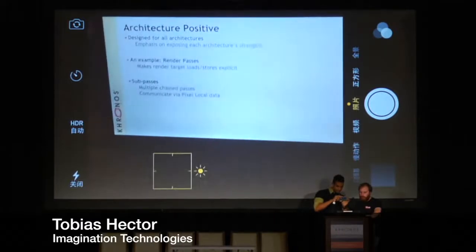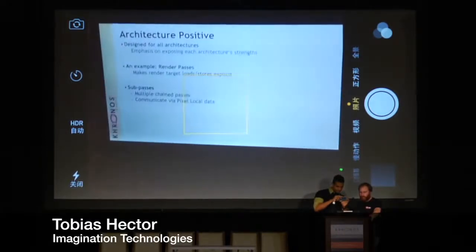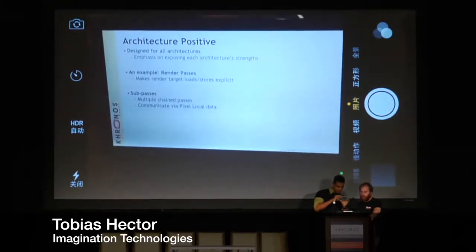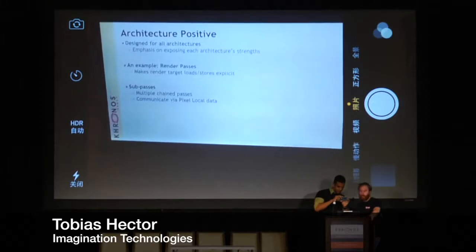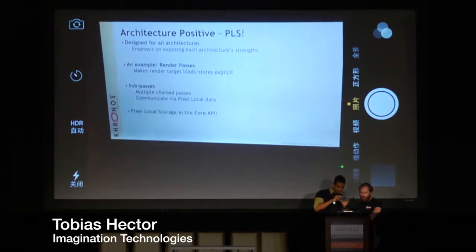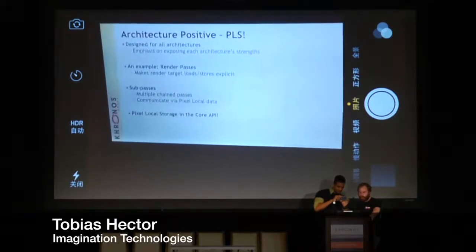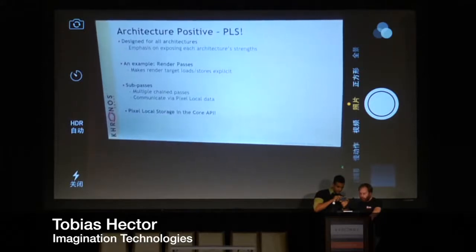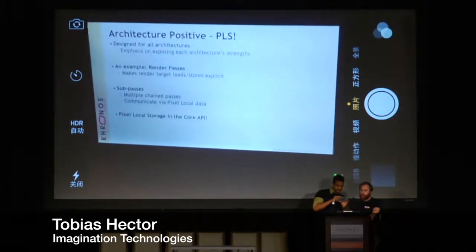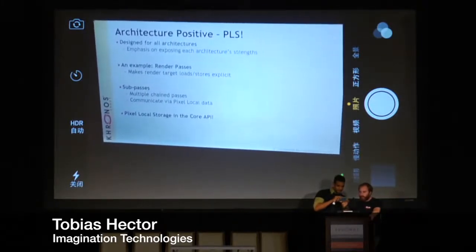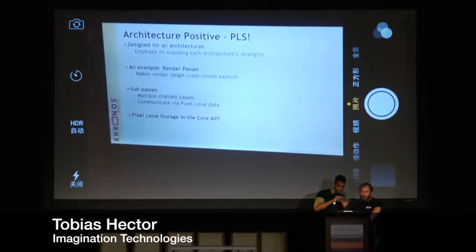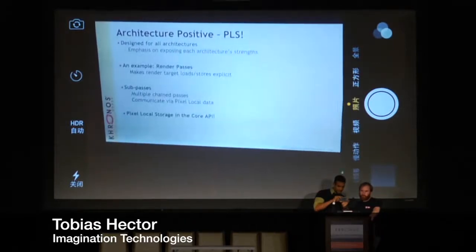A good example of this is the render passes. Now, at GDC, we said they made render targets and loads and stores explicit, which was great news for tilers. We didn't have that before. And as Jesse just alluded to, we have subpasses now, which allows you to chain multiple passes together, and they can communicate via pixel local data. This actually means we have pixel local storage in the core API. And what that means, for those of you who aren't familiar with the extension, is that for tiled architectures, we can actually keep data on chip between render passes without consuming any external bandwidth or, in fact, making allocations for these render targets to begin with, while still allowing immediate mode renderers to actually allocate the resources and use what they need to do.